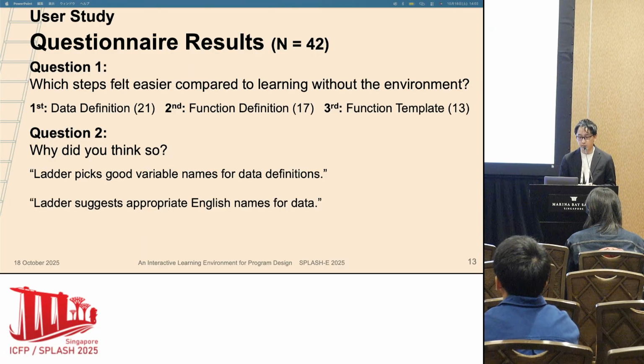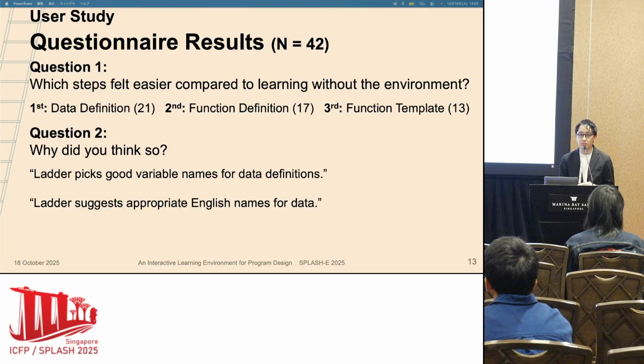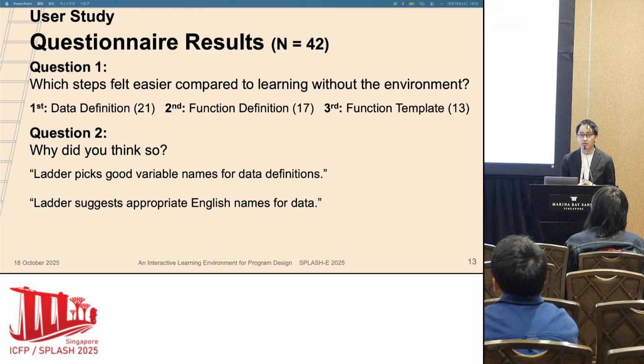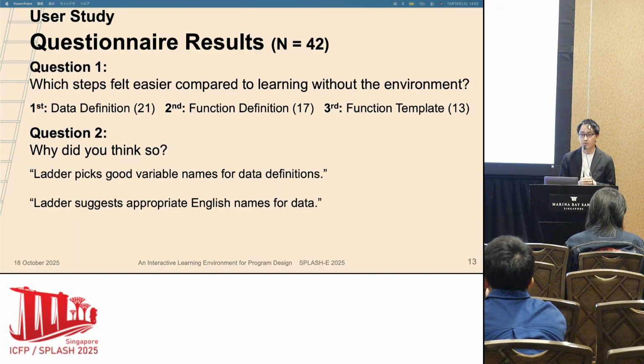Next, let me share some interesting results from the questionnaire. We asked which steps felt easier with Ladder compared to running without it, and why they felt that way. The most popular step is the data definition. One key reason is that Ladder automatically generates English variable names in code, and students found this very helpful. This is an unexpected benefit, and it may be especially useful for students who are not native speakers of English.